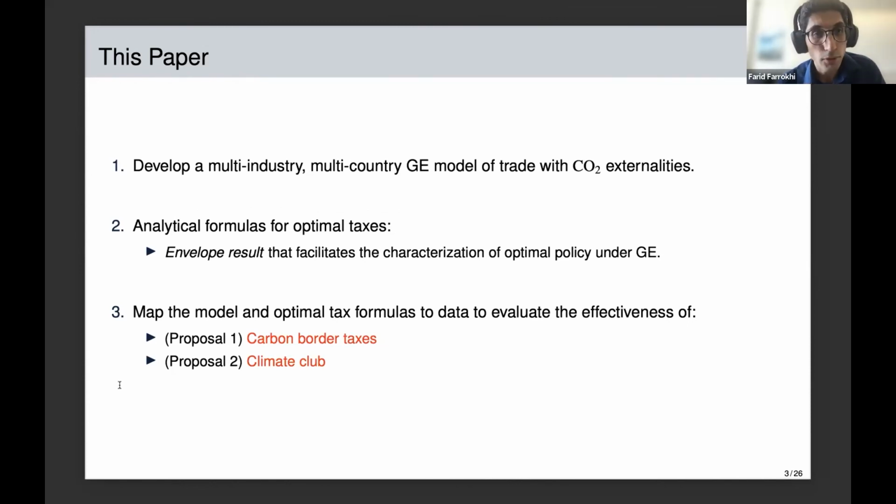In 3 steps in particular: first, we want to develop a multi-industry, multi-country general equilibrium model of trade augmented to accommodate CO2 externalities. Then we produce an envelope result that helps us characterize analytical formulas for these optimal taxes, so that we can characterize them under GE feedbacks. Then we map the model together with optimal tax formulas to data on many countries and industries to evaluate the effectiveness of carbon border taxes and the climate club proposal.